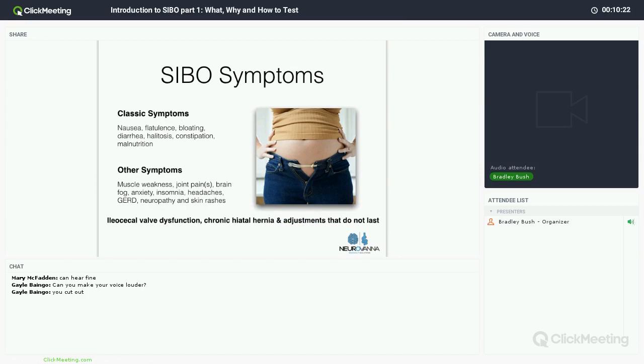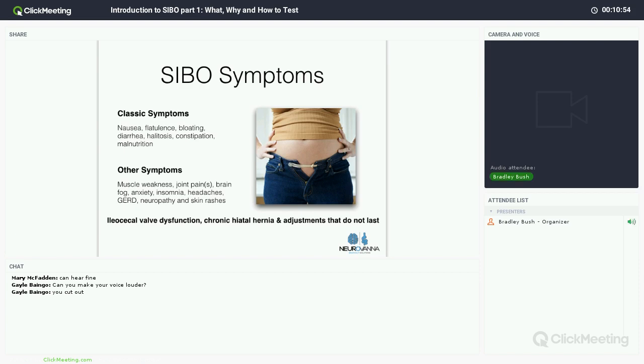So SIBO, common SIBO symptoms. The classic symptoms are nausea, flatulence, bloating, diarrhea, bad breath, halitosis, constipation, and of course in more severe cases, malnutrition. Other symptoms that are not always classically pinpointed as classic SIBO symptoms, but we see all the time with our patients, are muscle weakness, joint pains, brain fog, anxiety, insomnia, headaches, heartburn, GERD, neuropathies, and skin rashes.